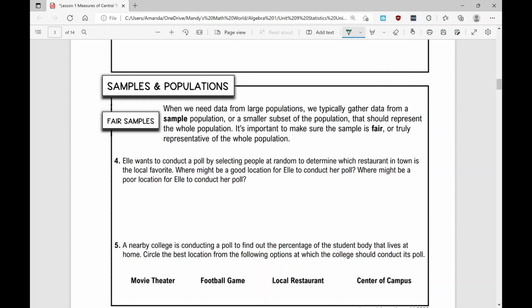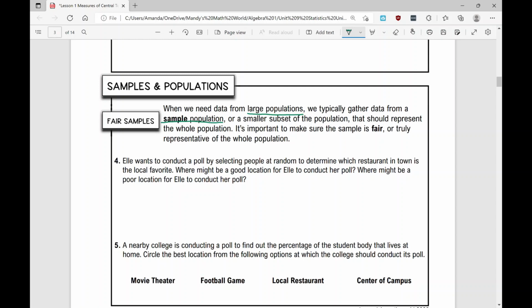But here's how we use it when we're looking at statistics. When we need data from large populations, we typically gather data from a sample population, or a smaller subset of the population that should represent the whole population. It's important to make sure the sample is fair, or truly representative of the whole population.